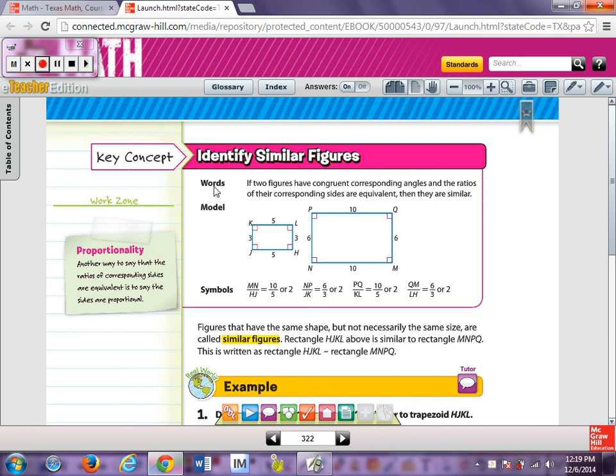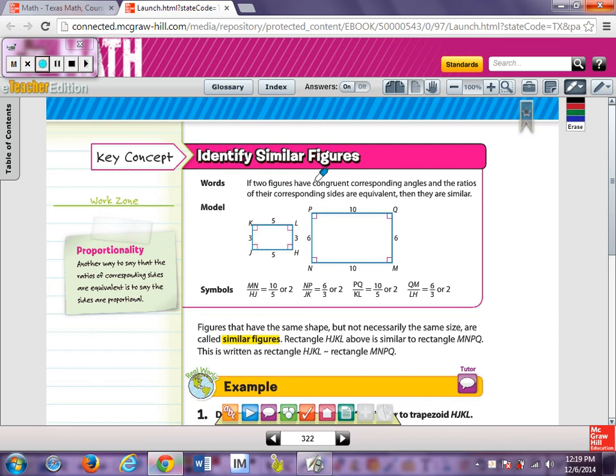So it tells you here in the definition, if two figures have congruent corresponding angles and the ratios of their corresponding sides are equivalent, then they are similar. Let me explain to you what that means, because that's quite a lot of words that might be new or unfamiliar to you. So let's start off with the first part.